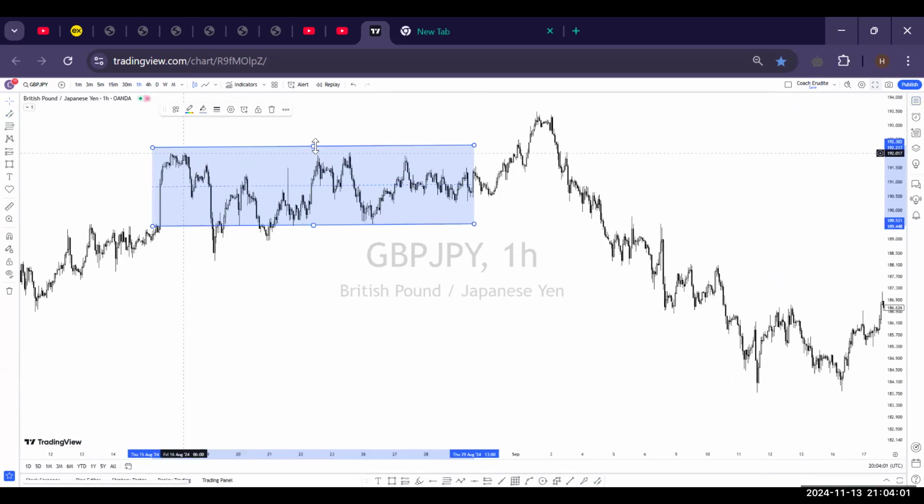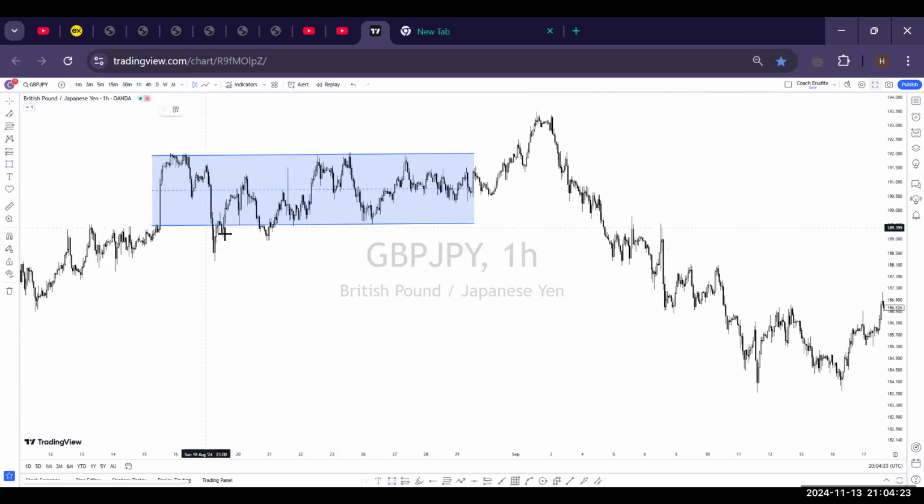So price has been respecting, let me adjust it. Price has been respecting the high. You see, we have the low, right? Sorry, let me bring this down. We have the high, we have the low. All this you are seeing as liquidity sweep, just like I explained previously. This is seen as liquidity sweep for a ranging market.